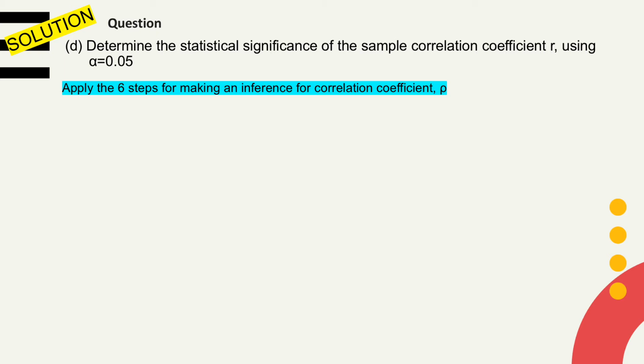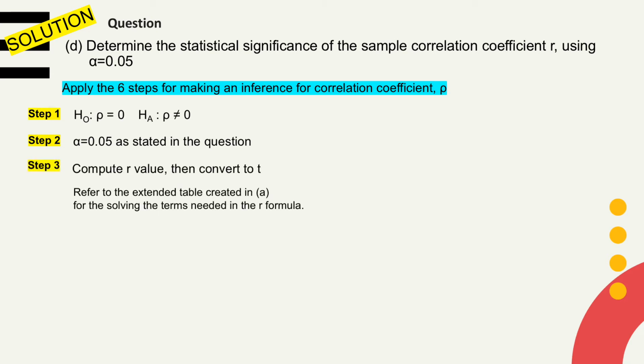In the fourth question, we have to determine the statistical significance of the sample correlation coefficient R using alpha equal to 0.05. Here, we have to apply the 6 steps for making an inference for correlation coefficient. The first step is to establish the hypotheses, both null and alternative. The null hypothesis states that rho is equal to 0, whilst the alternative hypothesis states that rho is not equal to 0. In the second step, we have to define the alpha value, but since it is stated in the equation, we just use the value given, which is equal to 0.05.